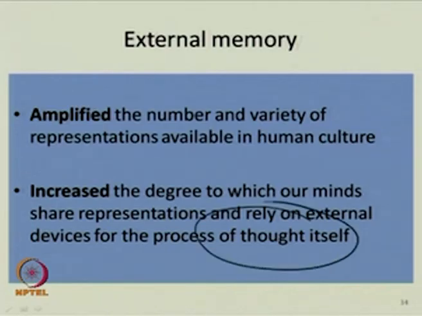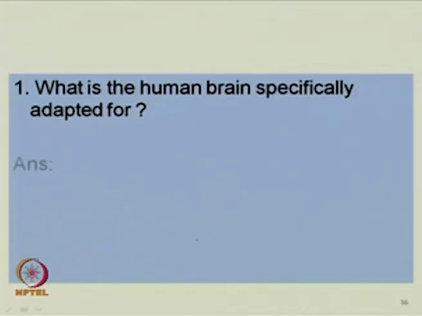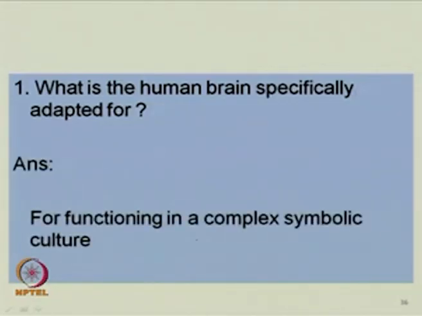Look at this, it is so important for us to understand that even the process of thought, or the processing of thought perhaps, has changed because of the availability of these external storage devices. Fine, so quickly let's look at a few points here. If you get a question like, what is the human brain specifically adapted for? According to Donald, it is that the brain is adapted for functioning in a complex symbolic culture. Okay, it's important, complex symbolic culture.